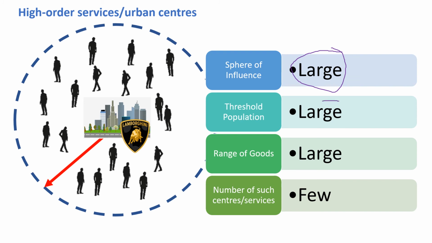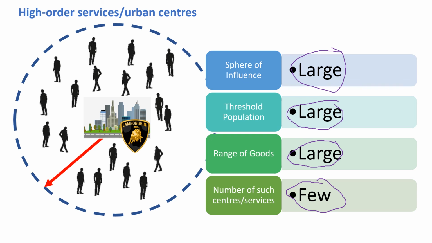The threshold population of Johannesburg is massive. So we have millions of people, depending on where you count in Johannesburg, I think millions of people. The range of goods is also large. So people are willing to travel from different provinces to come here to access the services. People would drive or travel very far to come to the doctor here or come to the universities over here. And if you look at the number of these settlements or businesses, there are few of these. So in South Africa, large cities, you could count them on your two hands. There's not that many large cities.